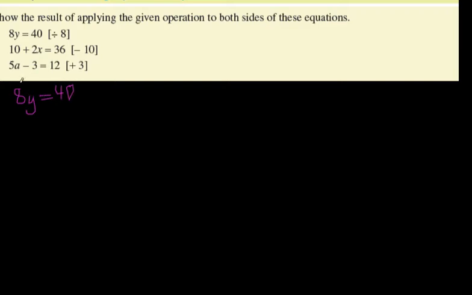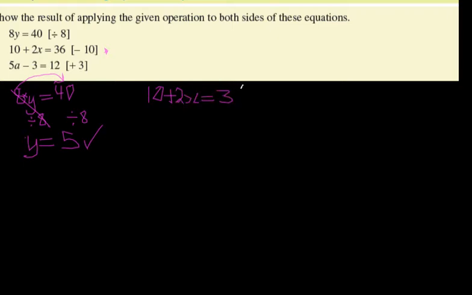So we need to move this 8 to this side, but how do we do that? By finding its opposite. So this is an 8 times y, so we need to find the opposite of times 8, and that would be divided by 8. So we do that to both sides, and by doing that we cancel that out, and we're just left with y on this side equals, what's 40 divided by 8? 5. Done.